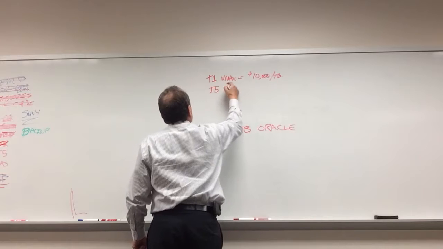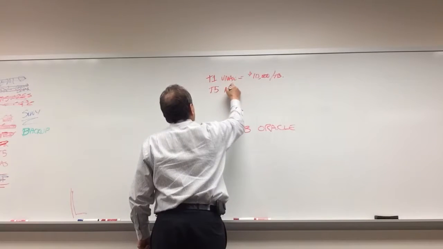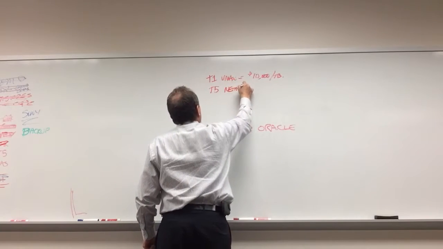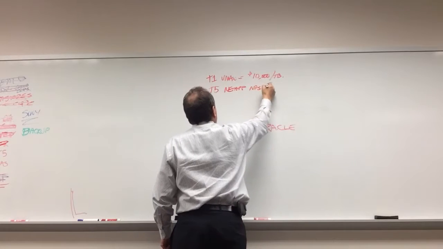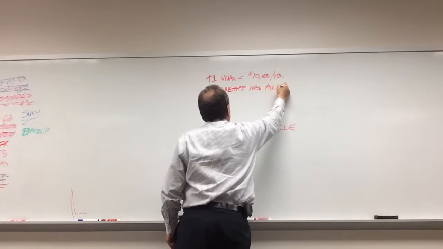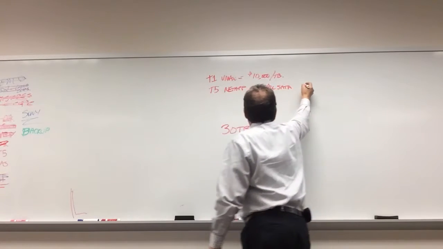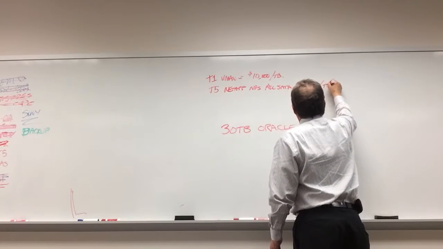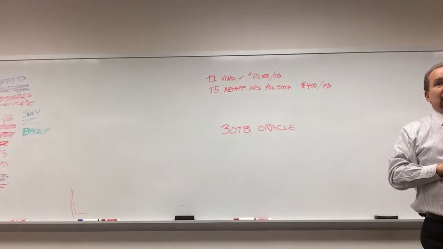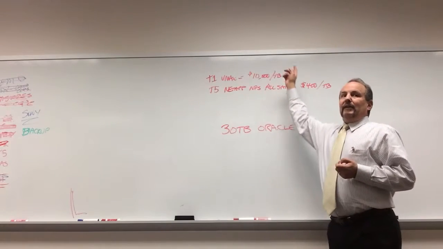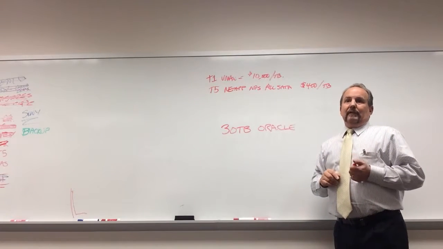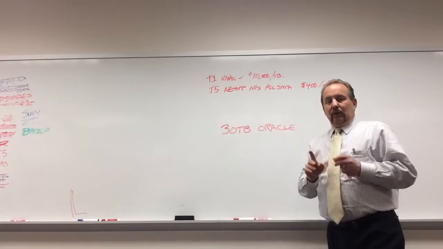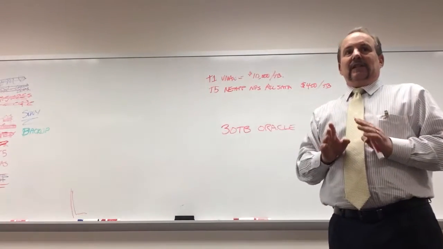Tier 5, NetApp, NFS, all SATA. Hello, $400 a terabyte. All right, an order of magnitude cheaper than the Tier 1. So let's think about what this can solve.